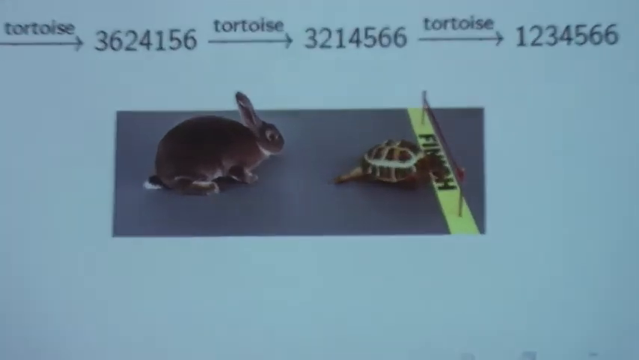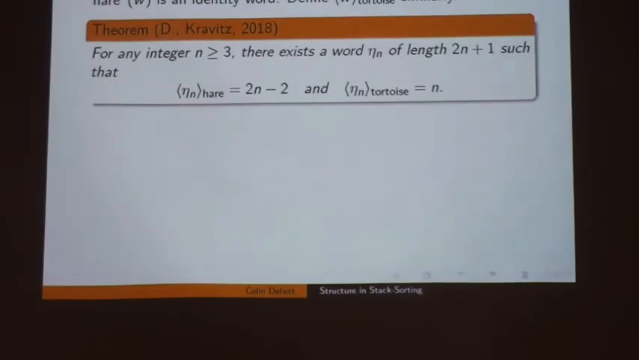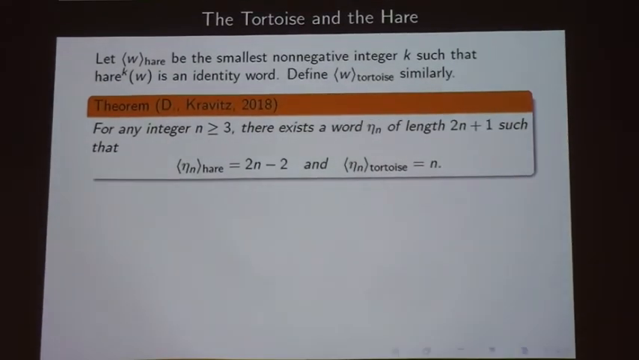And, okay, the last thing I want to say here is that for every integer n at least 3, we've constructed a word of length 2n plus 1 that requires 2n minus 2 iterations to be sorted with hare, but only n iterations to be sorted with tortoise. And so this is saying the gap between the iteration lengths of hare and tortoise can actually be arbitrarily large, so tortoise can be arbitrarily faster than hare.